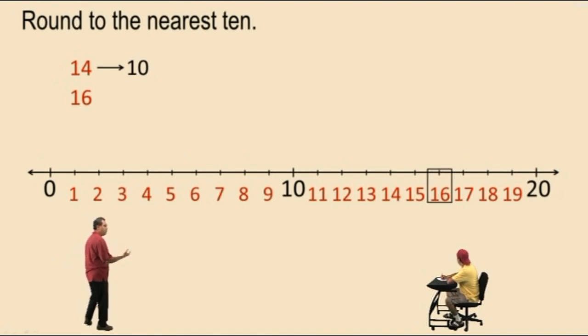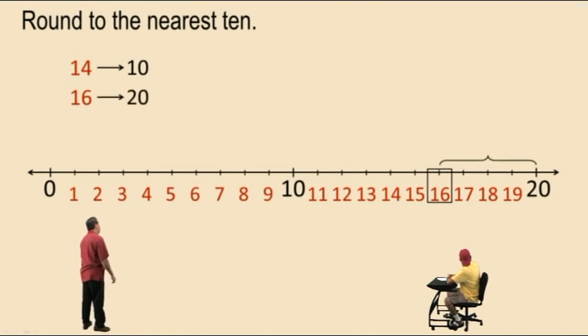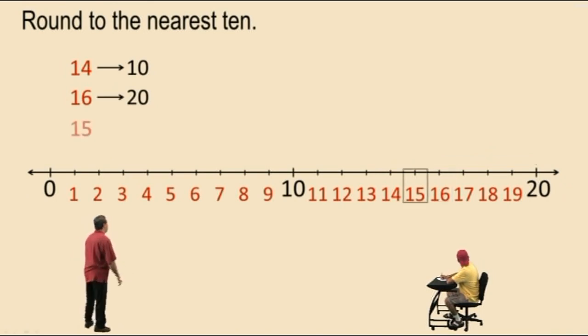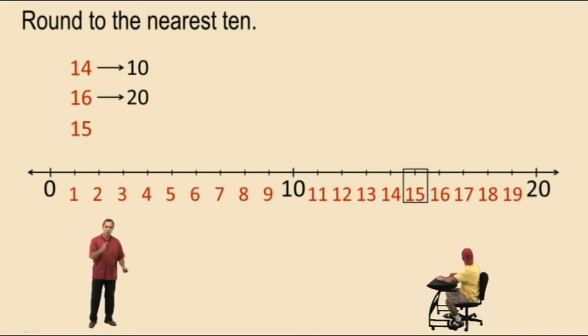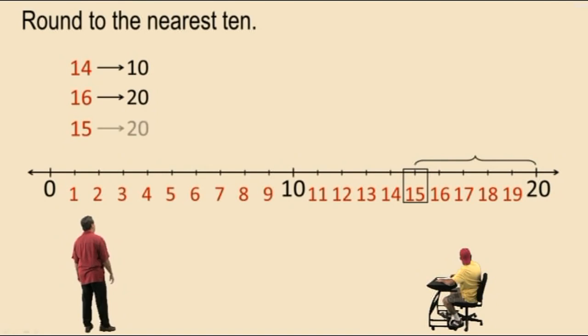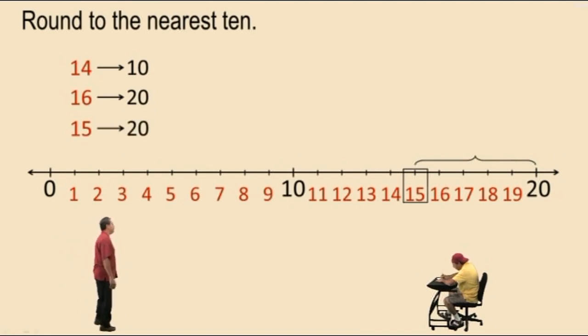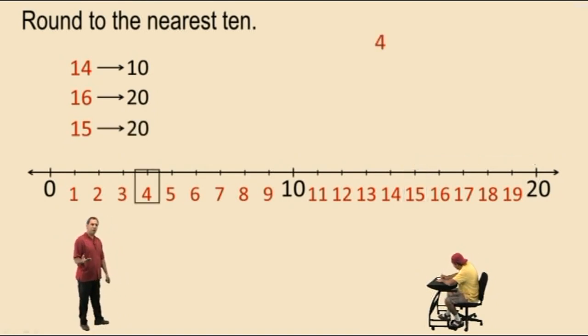What about the number 16? 16 is in between 10 and 20, but it's closer to the 20. So we say 16 rounds to 20. That's the nearest 10 to the 16. Now what about the number 15? 15 is right in the middle of 10 and 20. In this class, when we are right in the middle, we round up. That means we go to the right on the number line. So 15 rounds to 20. That's the nearest 10.